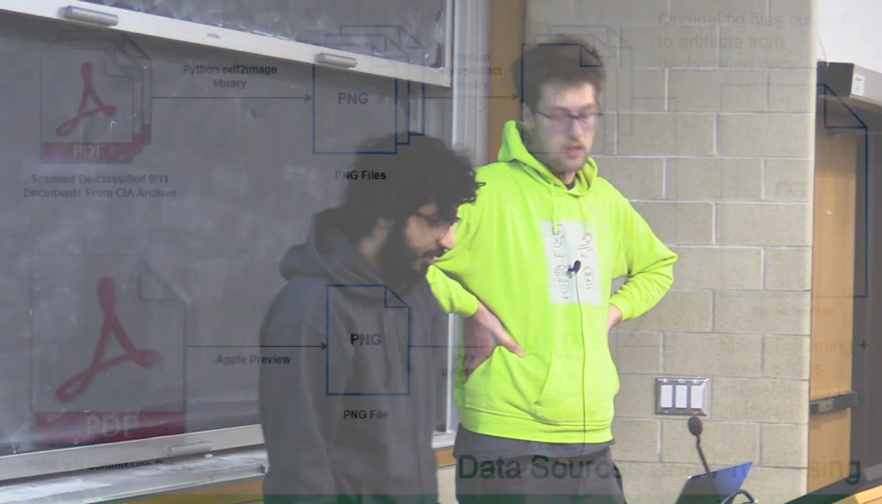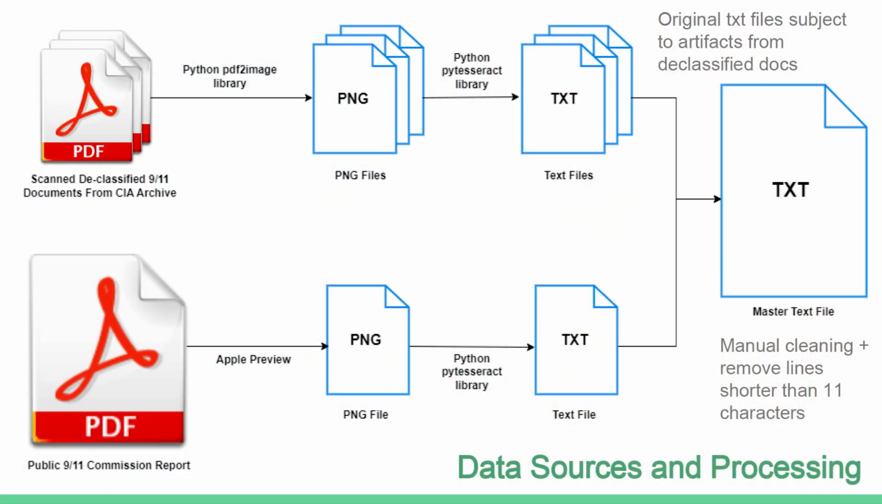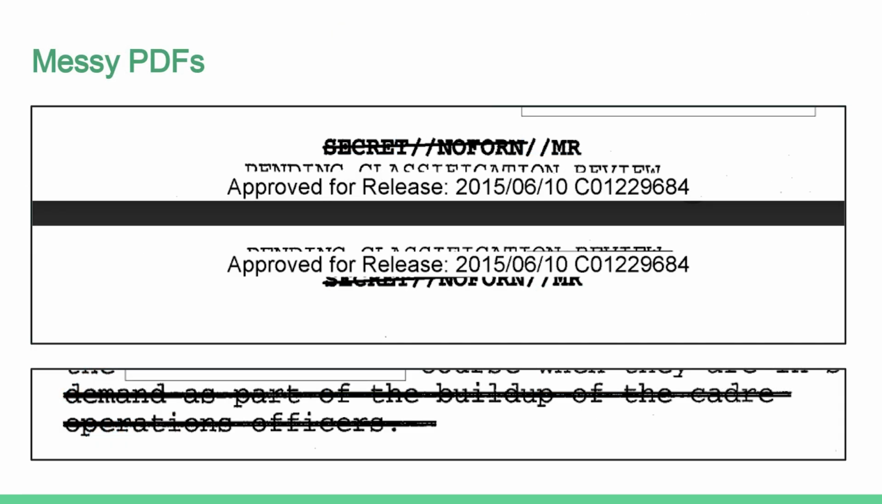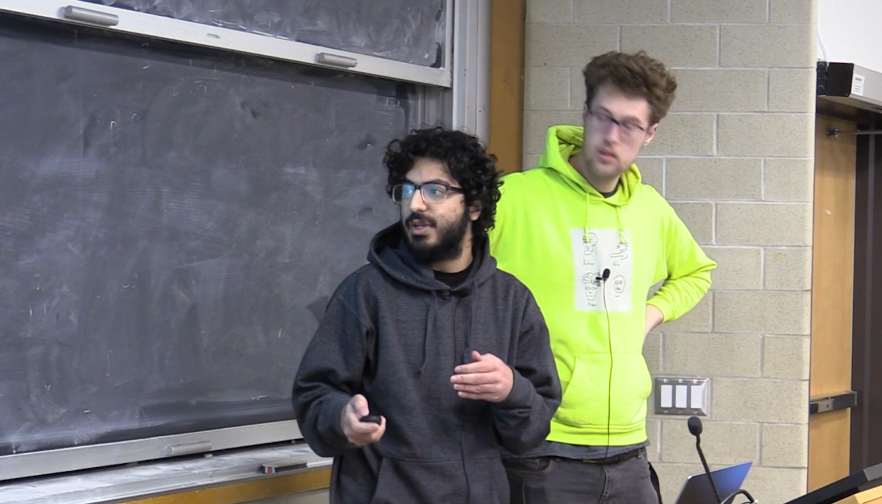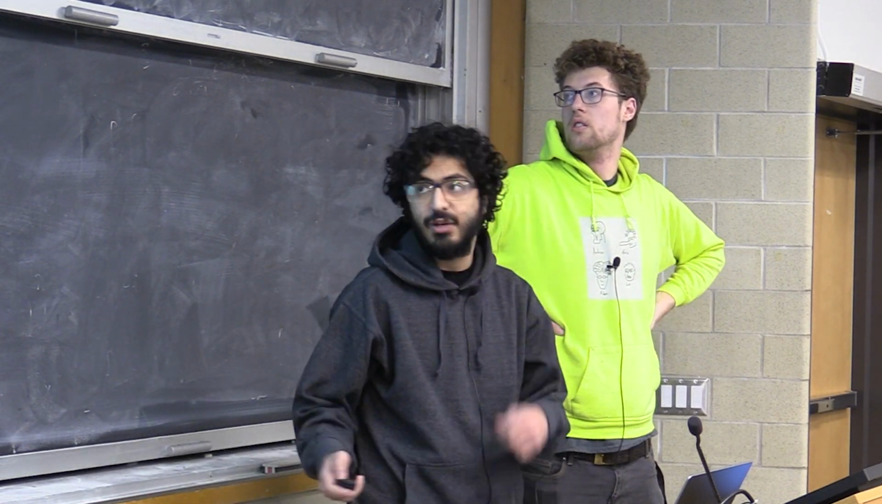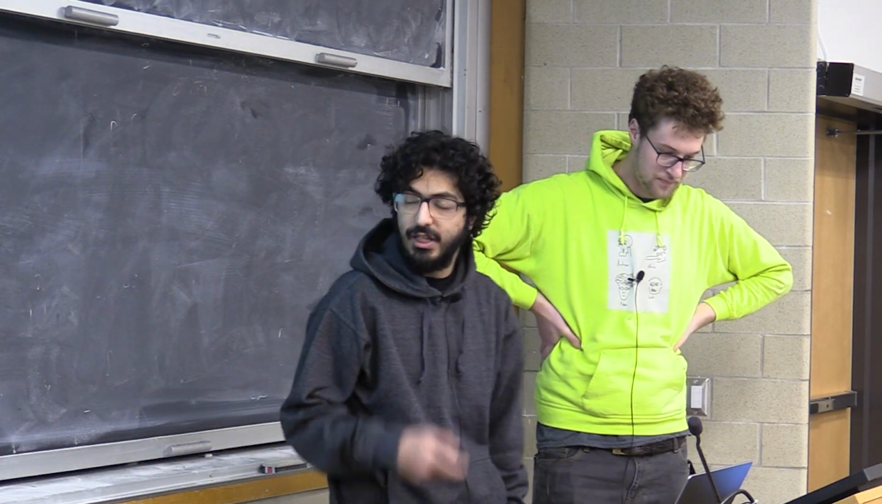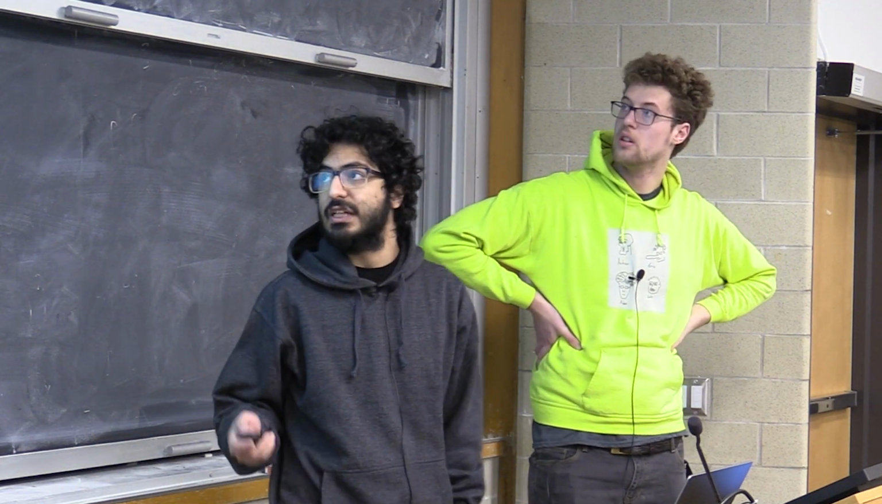So this is our data processing pipeline. There are two sources of data. The first data source is scanned PDF files from the CIA archive. The other one is the publicly accessible 9/11 Commission report. These PDF files were converted to PNG files. The PNG files were then converted to text files, and then these text files were merged into a master text file. Some problems with the master text file: these messy PDFs would sometimes break the pipeline, in the sense that there would be some unknown characters in the master text file, which we had to manually clean.